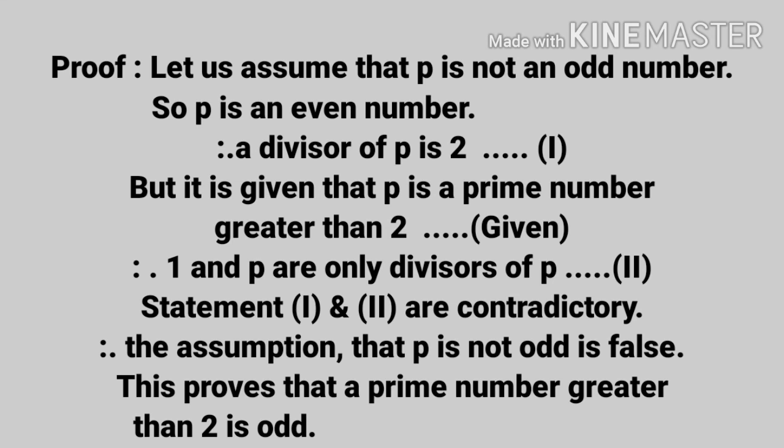Statement first and statement second are contradictory. Therefore, the assumption that P is not odd is false. This proves that a prime number greater than 2 is odd.